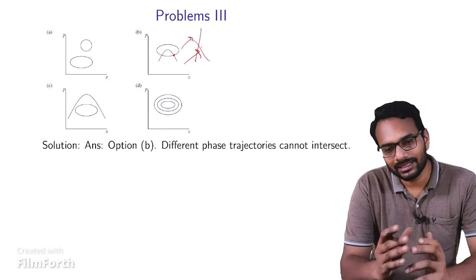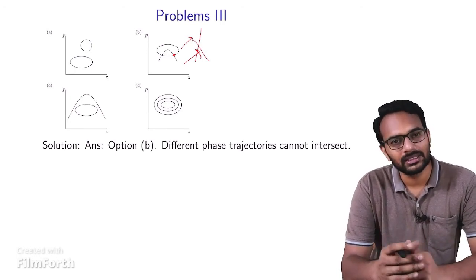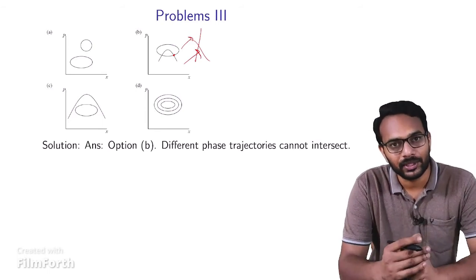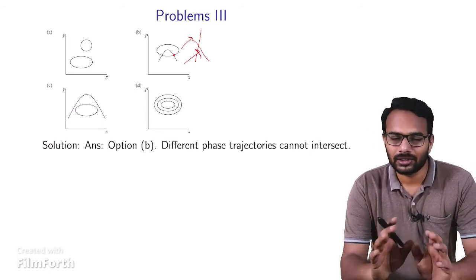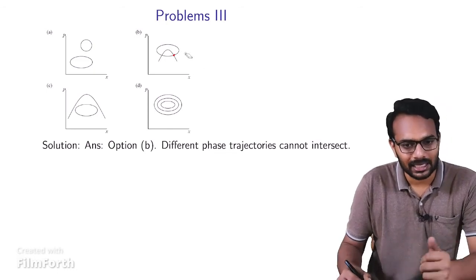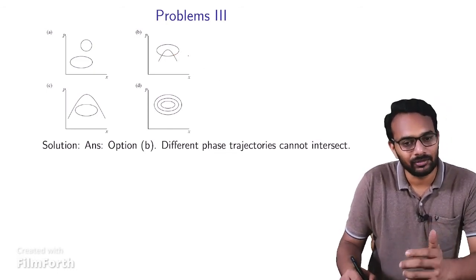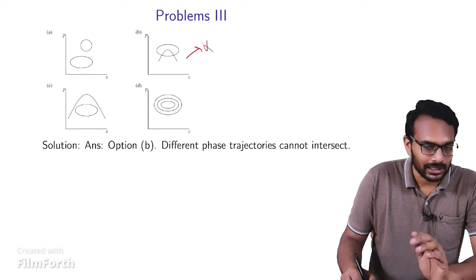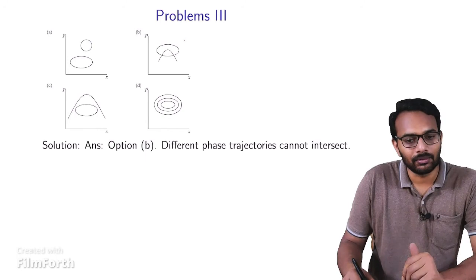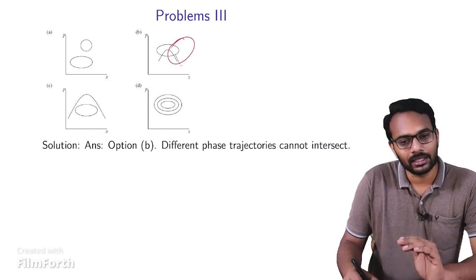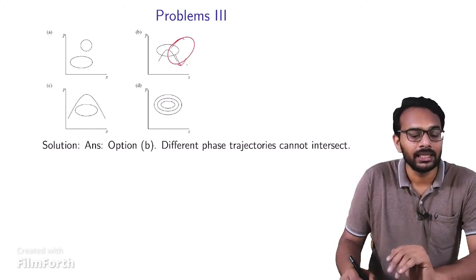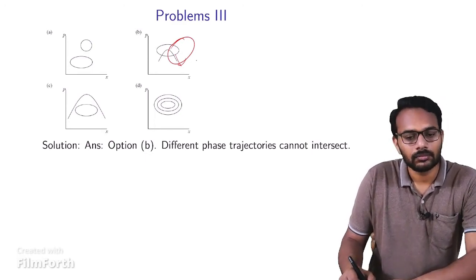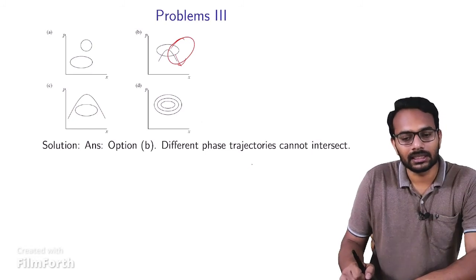In these cases, we are talking only about autonomous systems where we don't change the rules of the game in between. You start with the Hamiltonian and you don't give any extra energy, or you don't change the Hamiltonian. That's the case that we are talking about. If there is a case where these trajectories intersect, then we should get rid of it. So this is the one. This kind of phase-space trajectory is not possible for any conservative or autonomous system. Different phase trajectories cannot intersect.